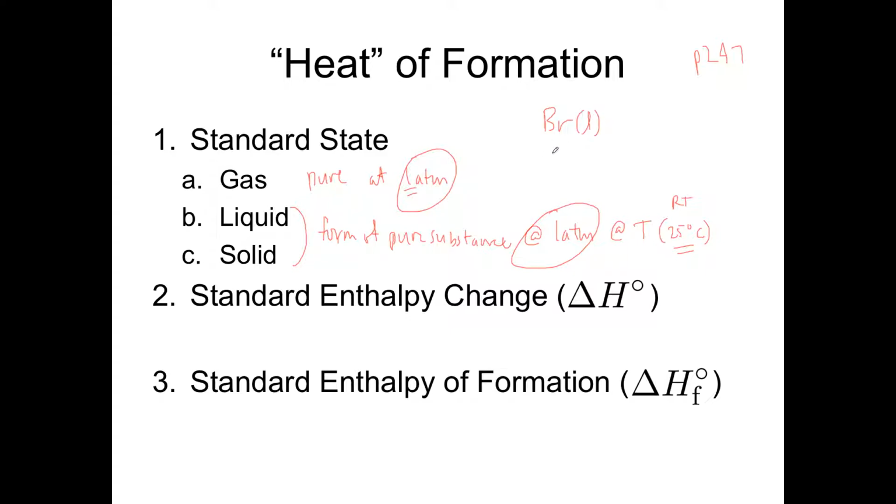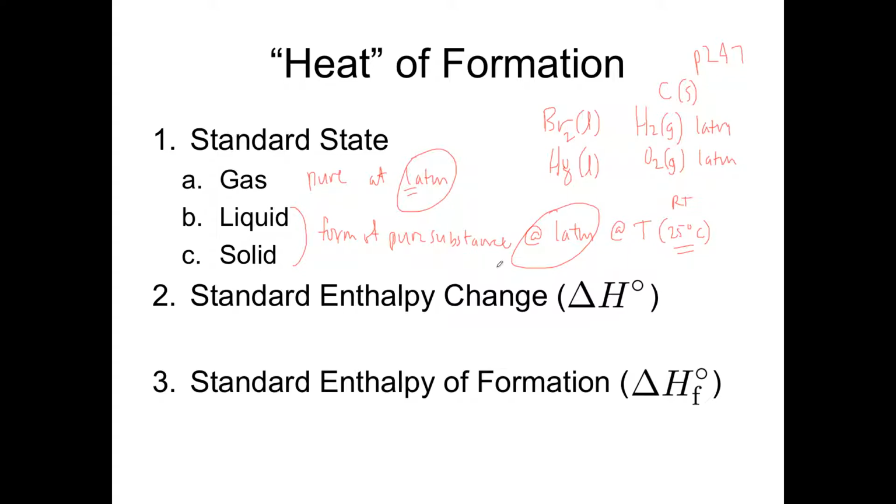Molecular bromine is one of the very few that's a liquid. Mercury, I guess, is the other one. In its standard state it is going to be a liquid. Hydrogen in its standard state is going to be a gas. Oxygen in its standard state is going to be a gas, and the pressure is going to be 1 atmosphere. Carbon in its standard state is going to be a solid. Okay, so that's what we mean by standard state.